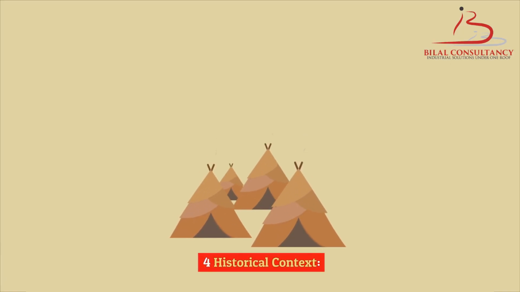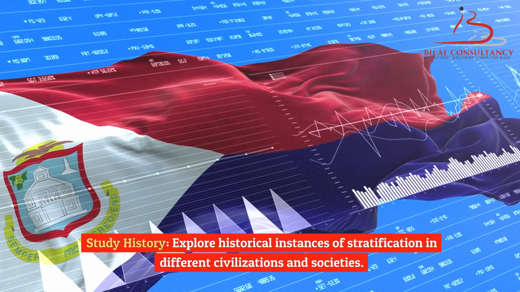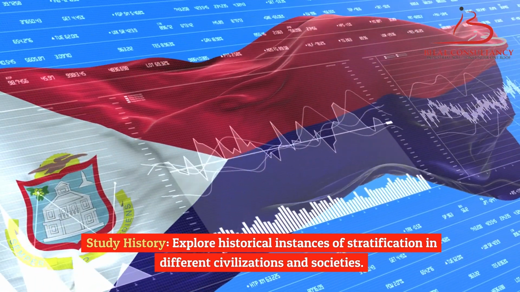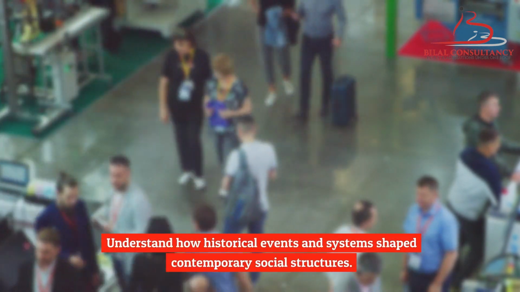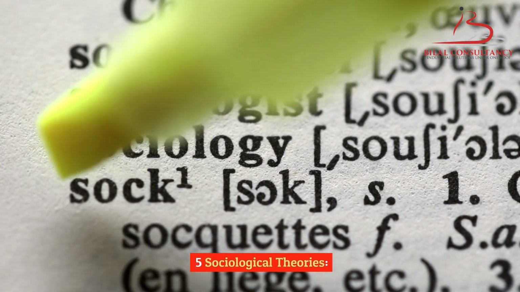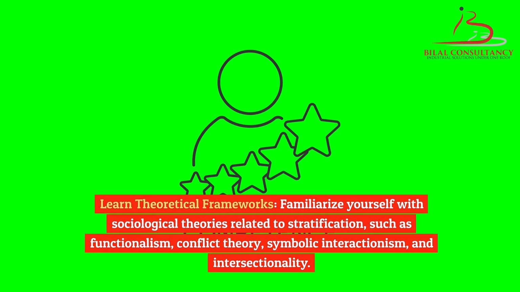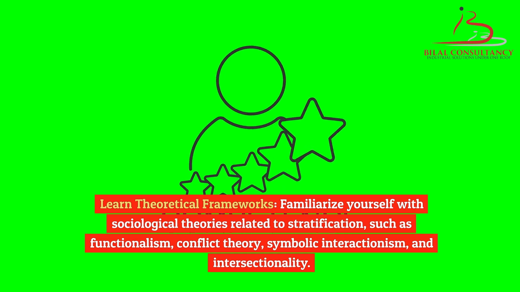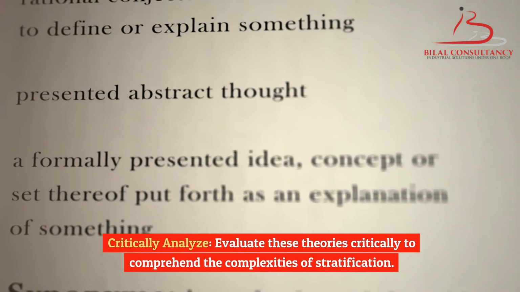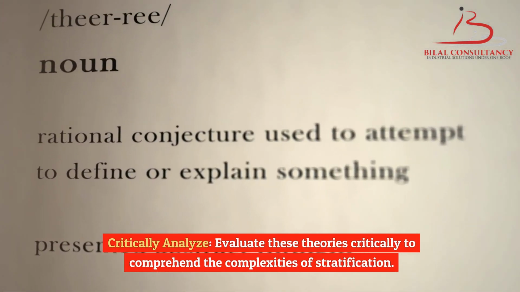4. Historical context. Study history. Explore historical instances of stratification in different civilizations and societies. Understand how historical events and systems shaped contemporary social structures. 5. Sociological theories. Learn theoretical frameworks. Familiarize yourself with sociological theories related to stratification, such as functionalism, conflict theory, symbolic interactionism, and intersectionality. Critically analyze. Evaluate these theories critically to comprehend the complexities of stratification.